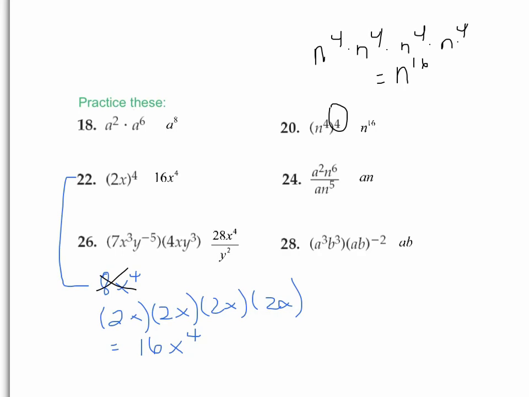The negative 2 exponent here means that you're going to move the entire thing down below. So you're going to get a to the 3rd, b to the 3rd, and then that ab moves down, and there are 2 of them down there. So take a moment to make sure you get those answers. Write down any questions you have on those.